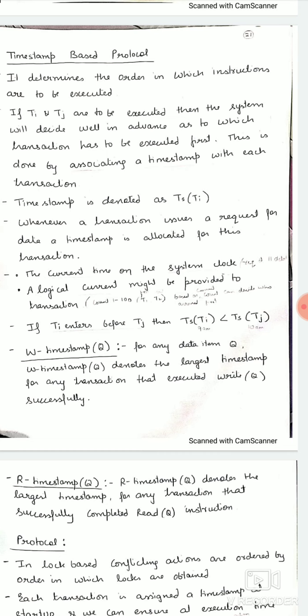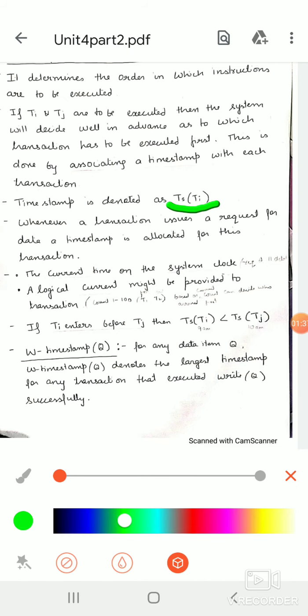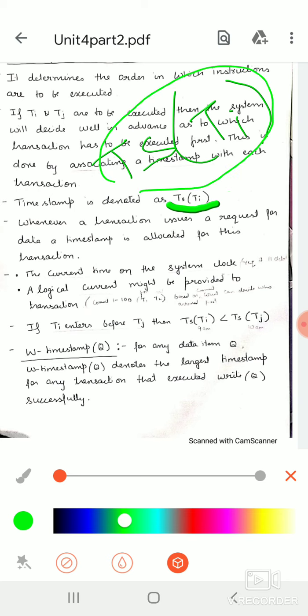Then after finishing that, whichever instruction has arrived second is going to get its timestamp. Based on the timestamp, they come to the system in advance. The timestamp is associated with each transaction, and based on that time they come and execute their instructions. Here the timestamp is denoted by TS of Ti. TS is designated for timestamp, and Ti is the transaction which is going to execute. So this is the timestamp denoted for each transaction.